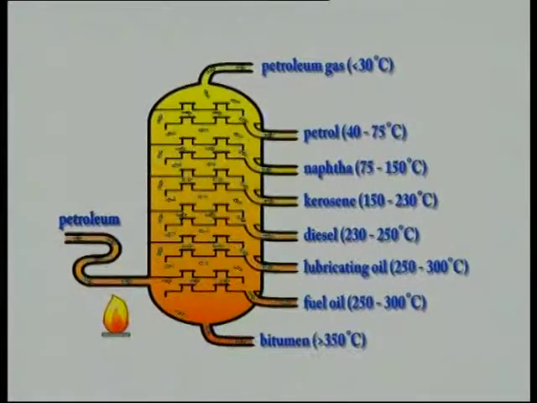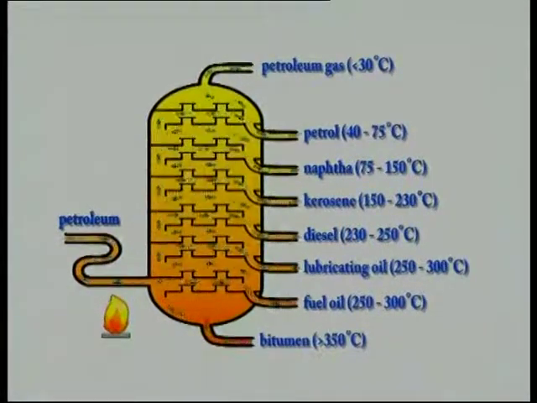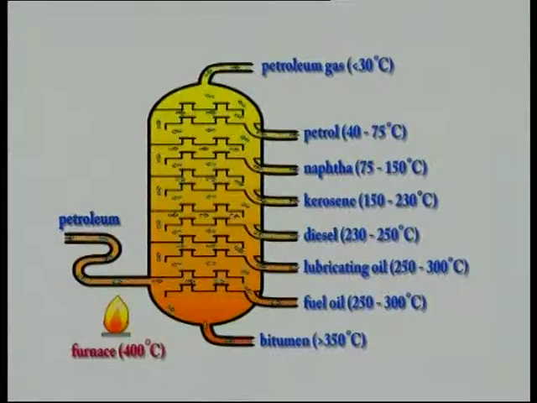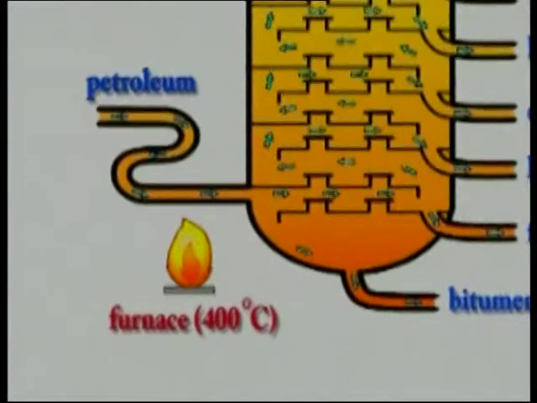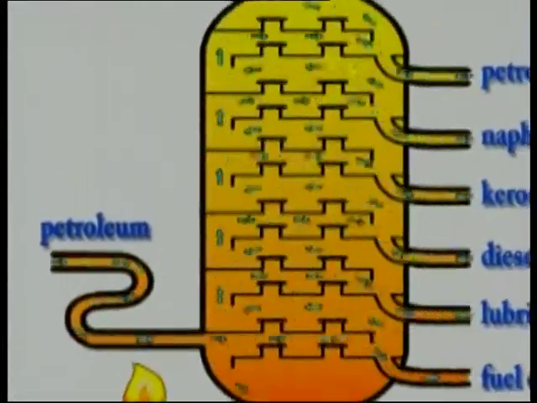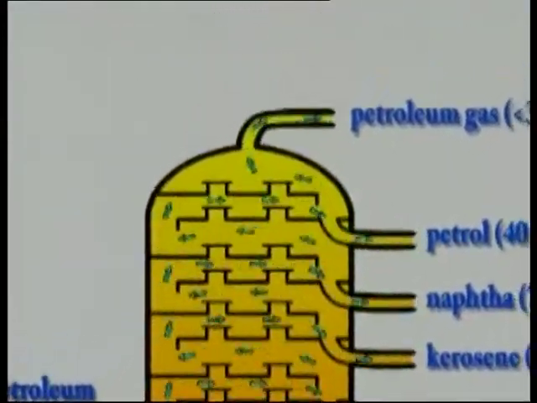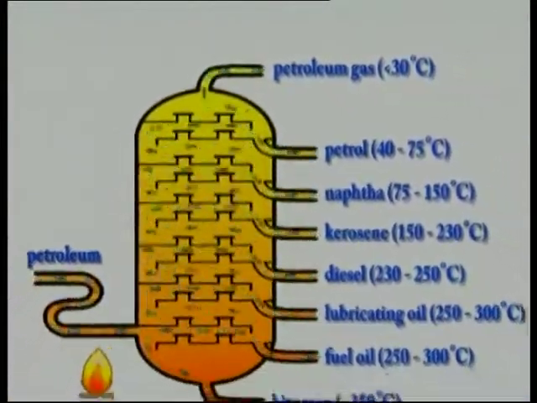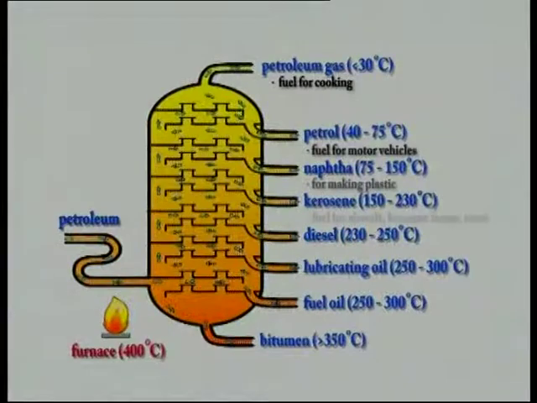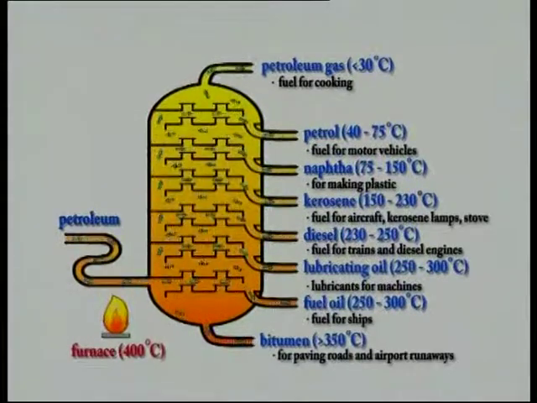Fractional distillation is carried out by heating unprocessed petroleum in a furnace at 400 degrees Celsius in an oil refinery. The mixture of liquid and hot vapor is channeled through a fractionating column which separates, cools and condenses the petroleum fractions. Each and every petroleum fraction has its own characteristics and uses.